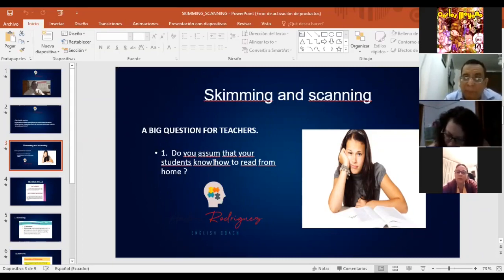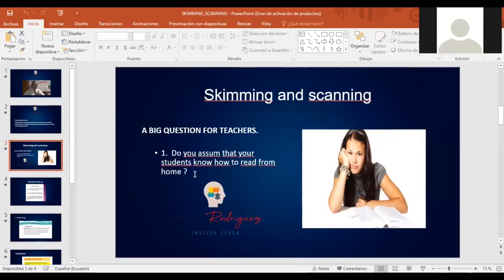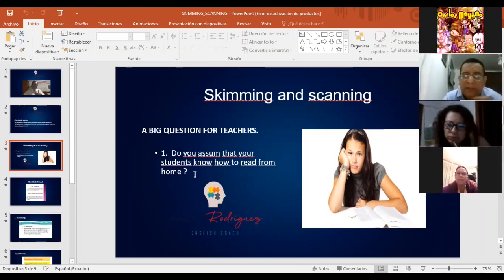So, but another problem that we find when teachers work on reading comprehension in some circumstances is this question: do you assume that your students know how to read from home? What does this question mean? So, on some occasions, I see that some teachers assume that the students, oh, okay, they know how to read because in school they had English or they studied lengua y literatura, so they figure out that the student comes with the ability to practice, but it doesn't happen in real life. What do you think about that, Katherine? Do you agree with that question?